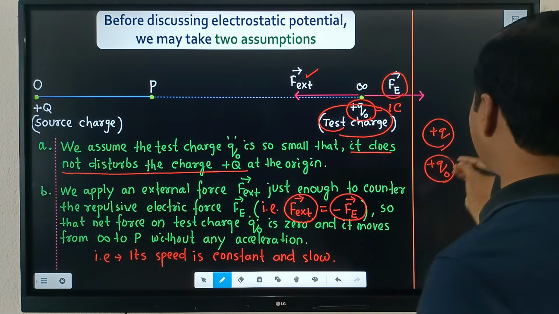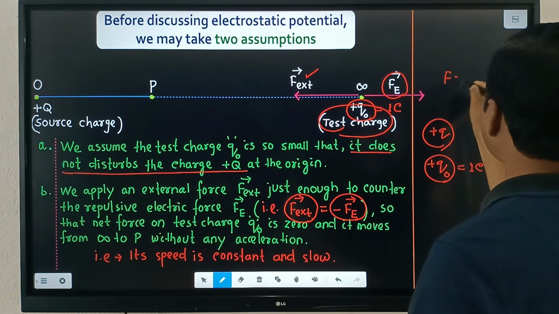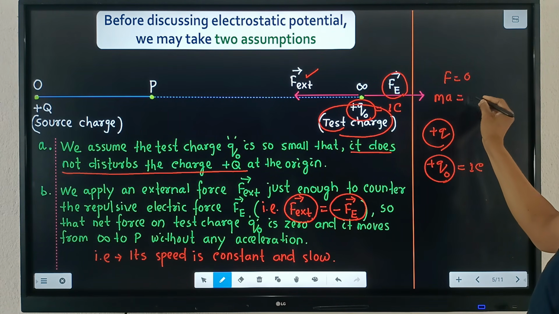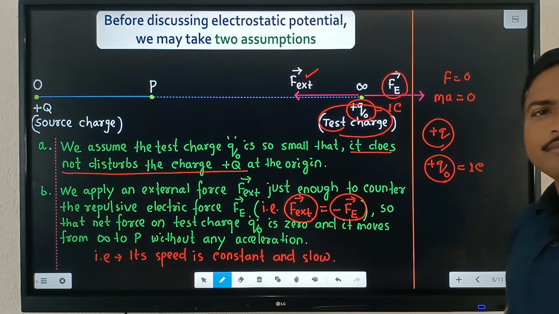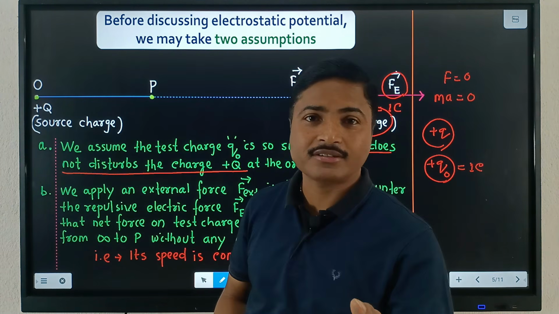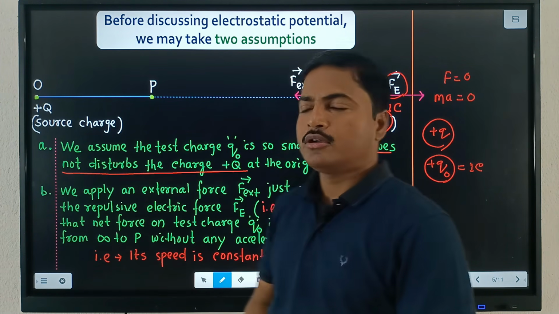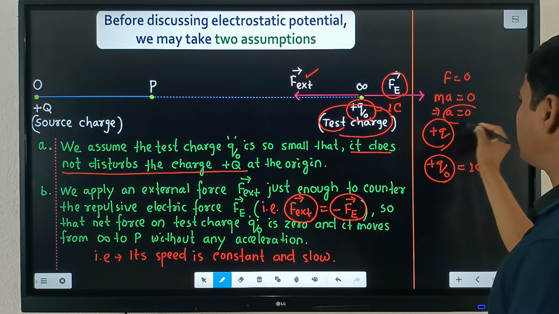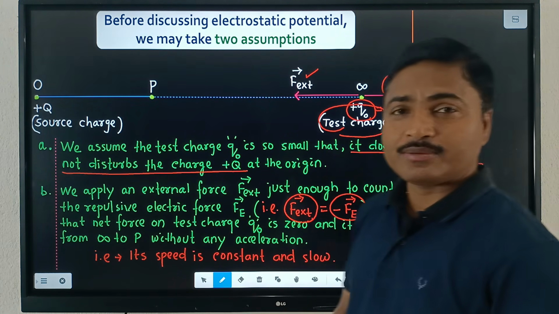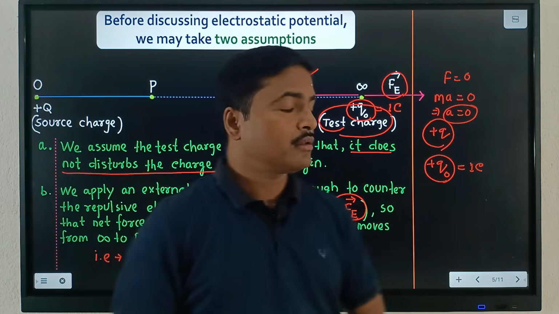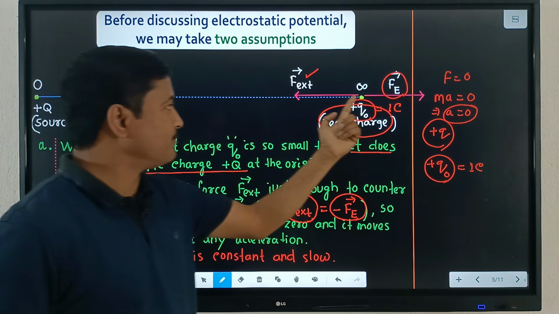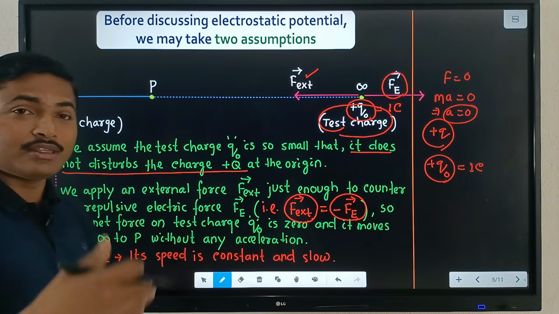If the net force is equal to 0, you know the formula for force, that is mass into acceleration, which is equal to 0. The mass of the charge is not 0, so from this expression we write that acceleration is equal to 0. That means the unit positive test charge moves from infinity up to point P without any acceleration.